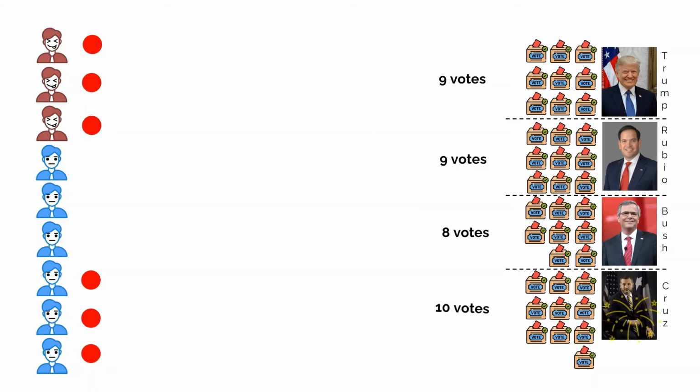It's important to note that this is just one way in which quadratic voting could have led to a different outcome. And the truth is, as the number of candidates and voters increases, the number of possibilities in which Trump loses increases as well.